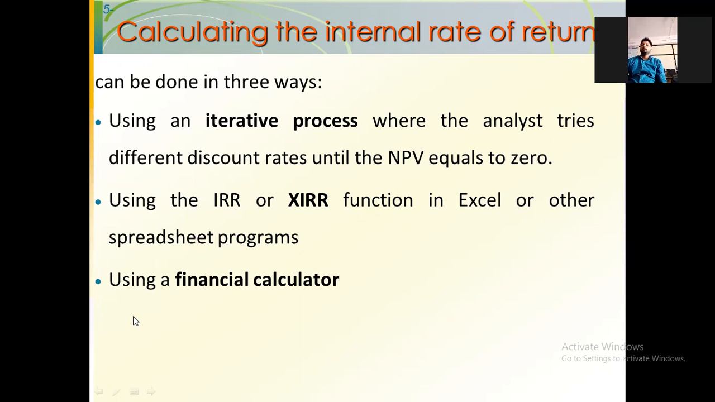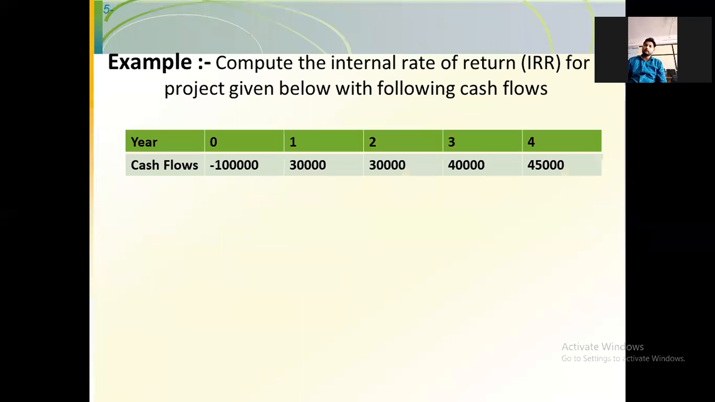And on financial calculators, there are engineering calculators, the normal calculators, and there are also some financial calculators. In that financial calculator also, this IRR function is available. So by using that financial calculator also, you can calculate the internal rate of return.